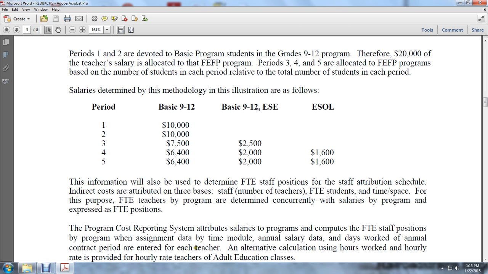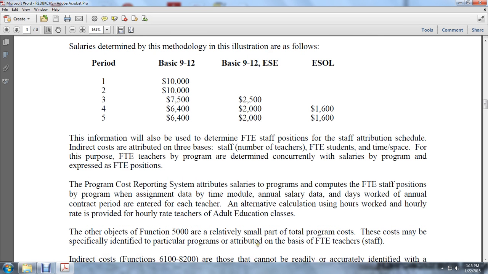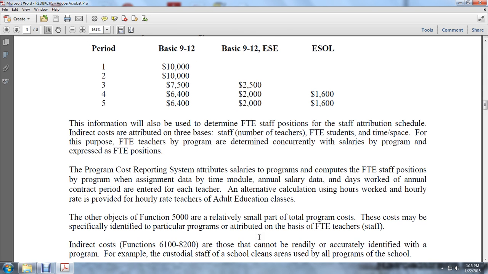These are entered for each entire alternate calculation using the hourly rate provided for teachers' educational classes. The other objects of $5,000 are a relatively small part of the total program. The cost must be specifically identified in particular programs, attributed to the base of the FTE teacher staff.